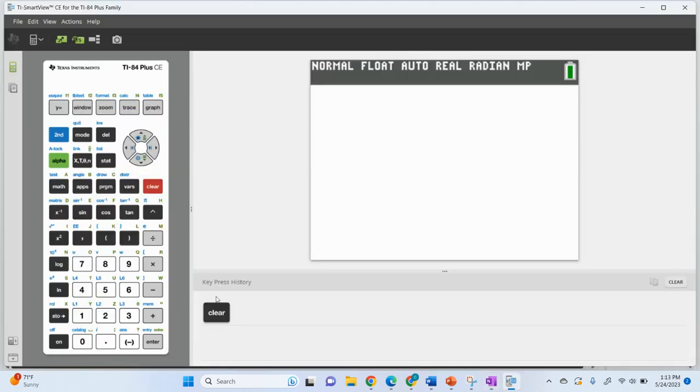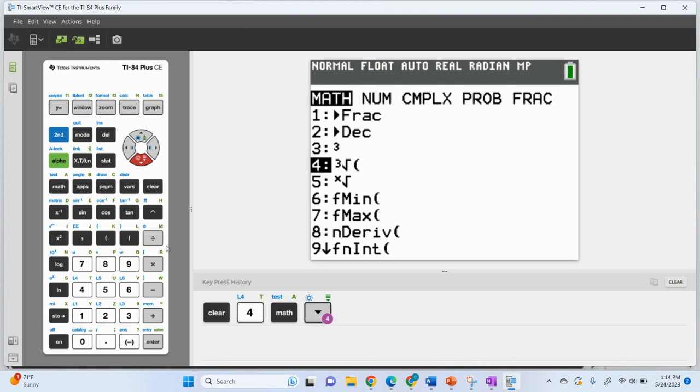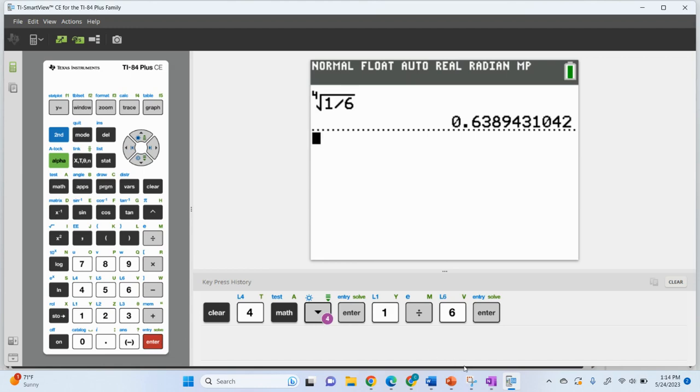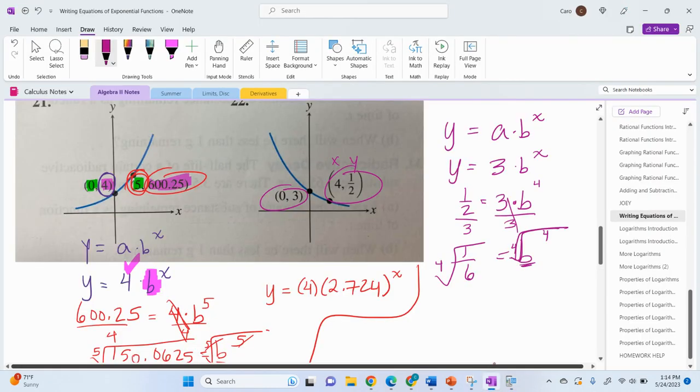Just to make sure you remember how to do a 4th root, I can hit 4, go to math, and go to the xth root of 1/6. 0.639. Let's round it to the 3rd. So 0.639 equals b, not x. All right, so y equals my initial value. My b value is less than 1, which is good. It should be less than 1 because I have decay. My b value here was greater than 1 because I had growth.